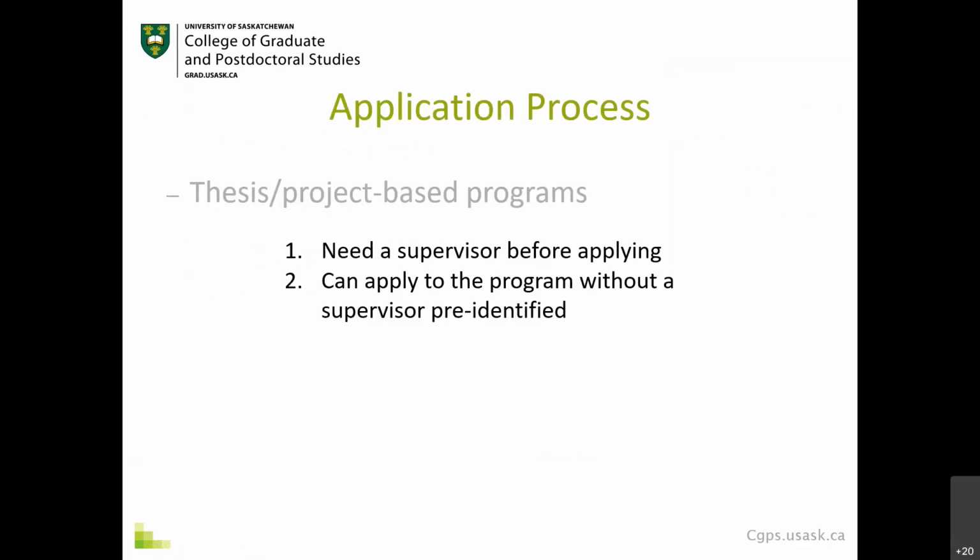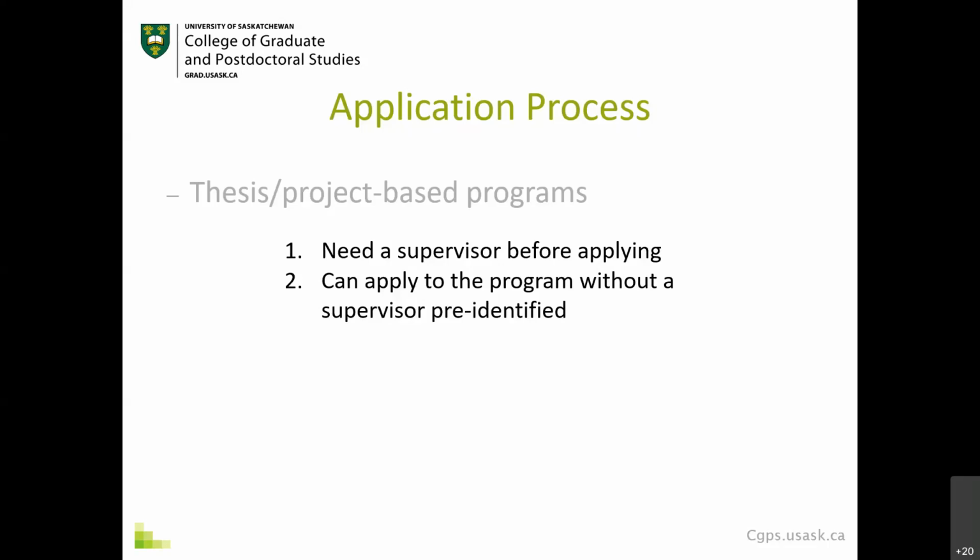So as Cody mentioned, there are two categories of research-based programs. From an application perspective, there are those where you need to identify a supervisor before applying, and those where you can apply without a supervisor pre-identified. If you're applying to a program where you need a supervisor first, as current U of S students you're in an advantageous position. In a typical year you can stop by someone's office, but these days it's easier to reach out by email or set up a virtual meeting.